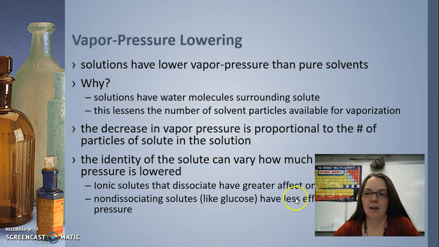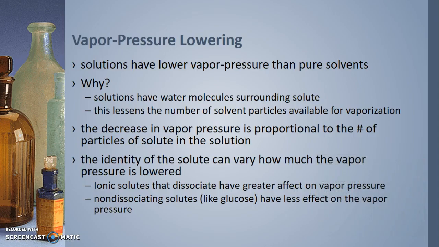The first thing that we have is vapor pressure lowering. And it's simply the idea that when you have a solution, the vapor pressure of the solution is lower than it was as just a pure solvent. And I explain why on here. It says that solutions have water molecules that surround the solute, which makes it harder for them to leave and become a gas at the surface of the liquid. It's like they're being weighed down by the solute particles. And so that lowers the vapor pressure. It says that the vapor pressure is proportional to the number of particles of the solute.